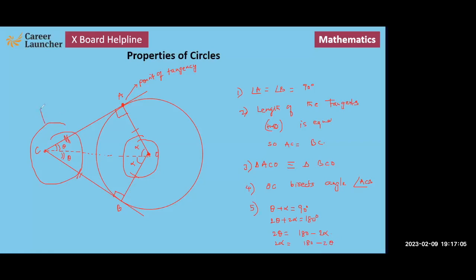This means if someone says this angle is 45 degrees, I will immediately conclude that angle 2 alpha will be equal to 135 degrees. If someone says this is 40 degrees, the other will be 140 degrees. So this is something that you must keep in mind.